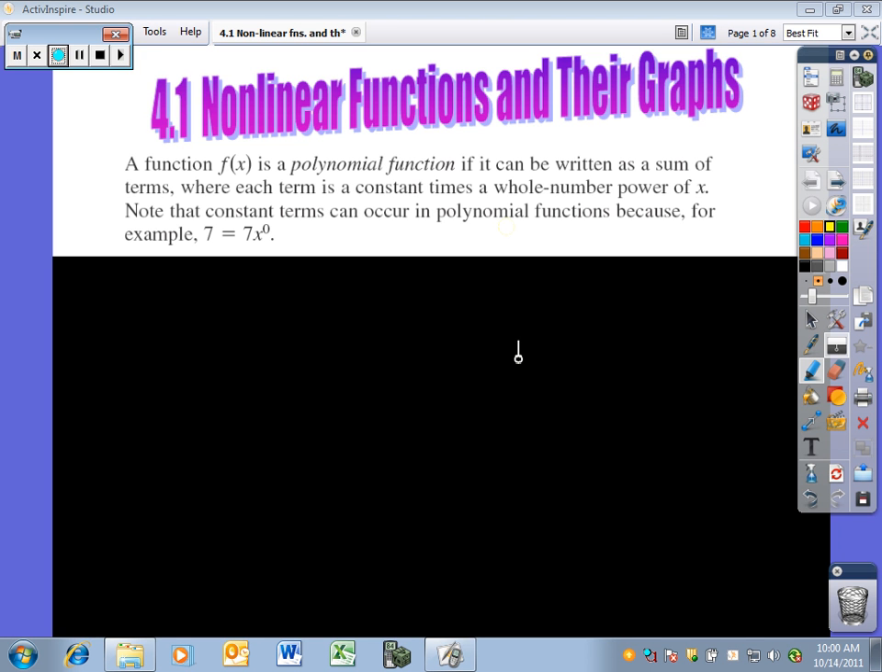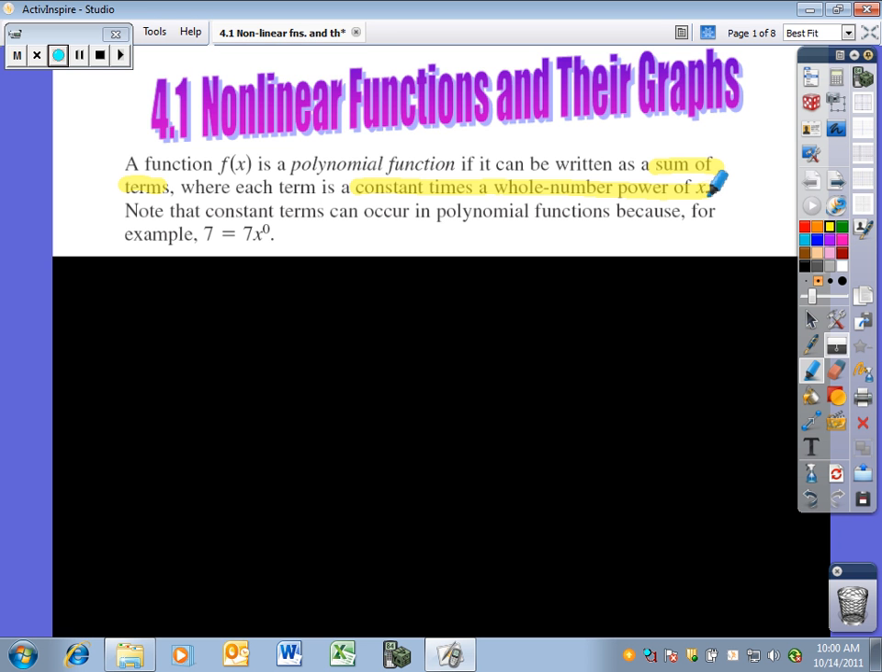Today we're going to learn about nonlinear functions and their graphs. So we call these nonlinear functions polynomial functions. And the thing you're going to want to know about a polynomial function is that it is the sum of terms where each is a constant times the whole number power of x.